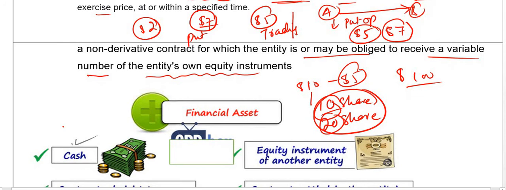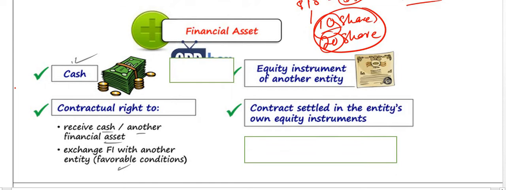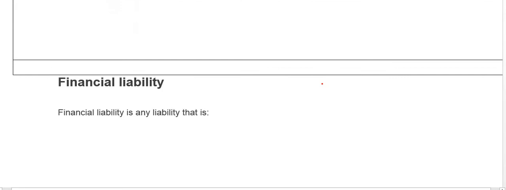And the last thing in this definition is a non-derivative contract, which I have already discussed, what a variable number of entity's own equity instruments means. Now here is the summarized form: financial asset is cash, an equity instrument of another entity, such as the share of Apple company in the example I discussed, a contractual right to receive cash or a financial asset, exchange of financial instruments with another entity under conditions favorable for you, and a contract settled in the entity's own equity instruments, as a variable number of the entity's own equity instruments. I hope this is clear to you.